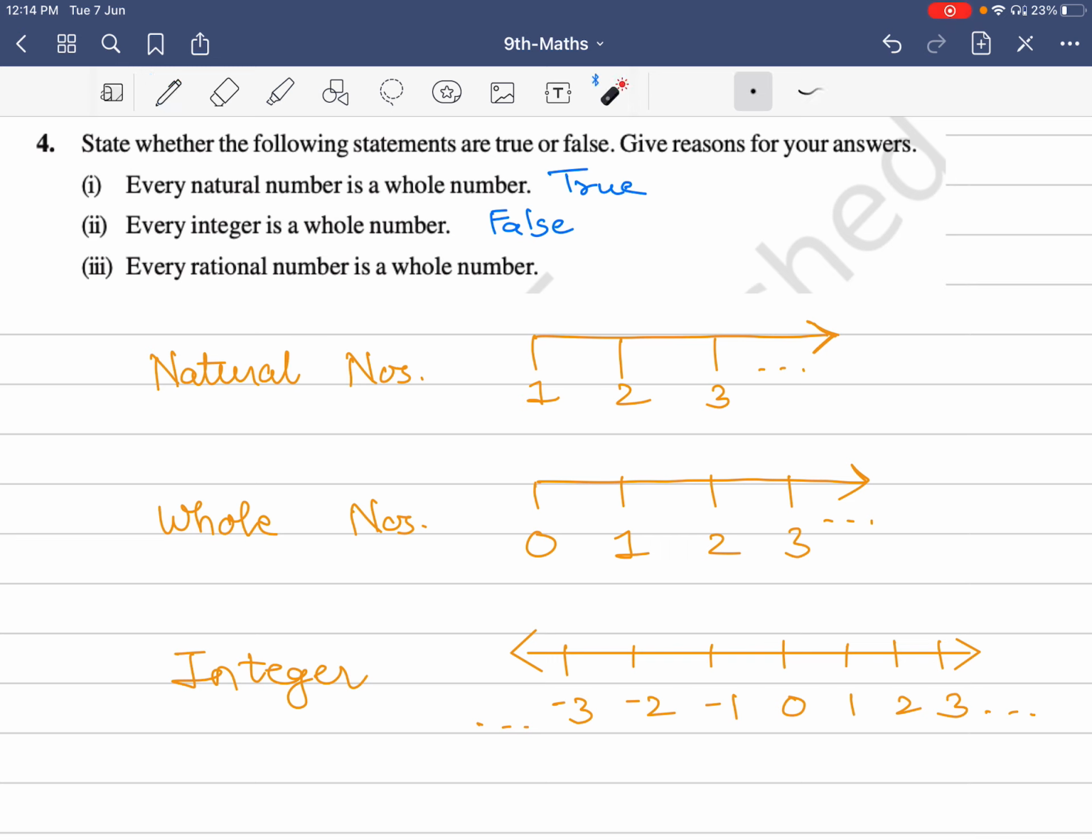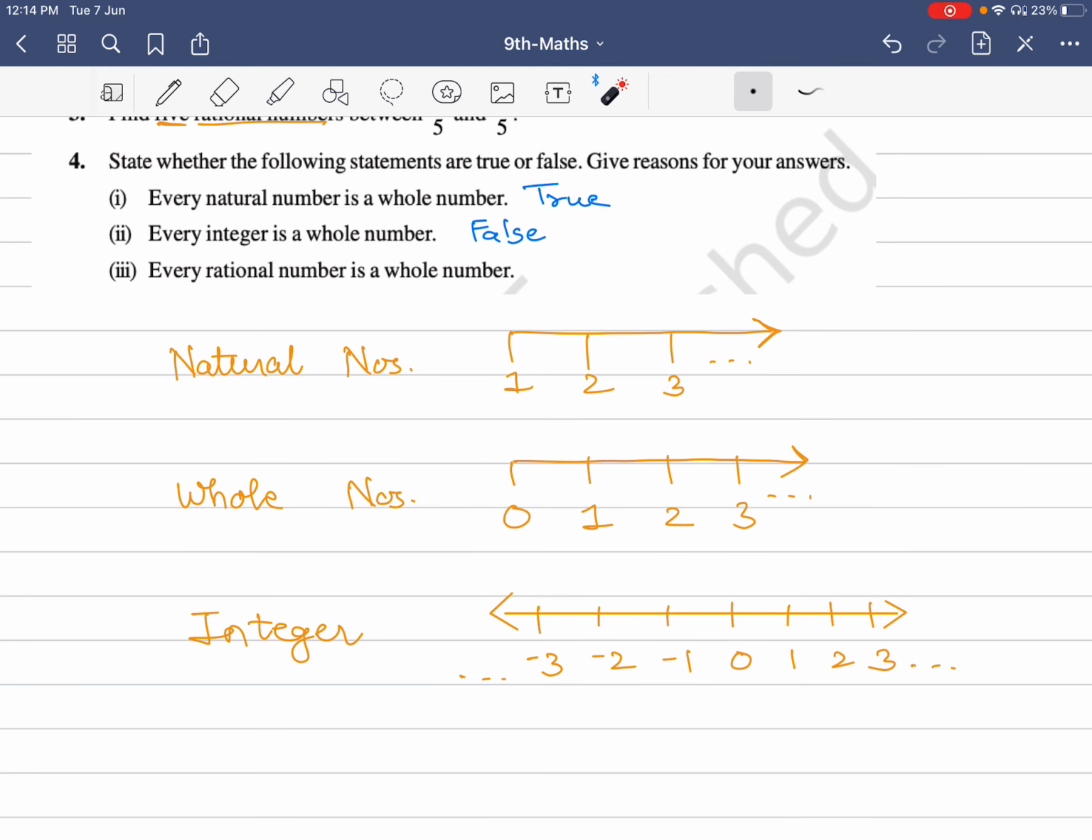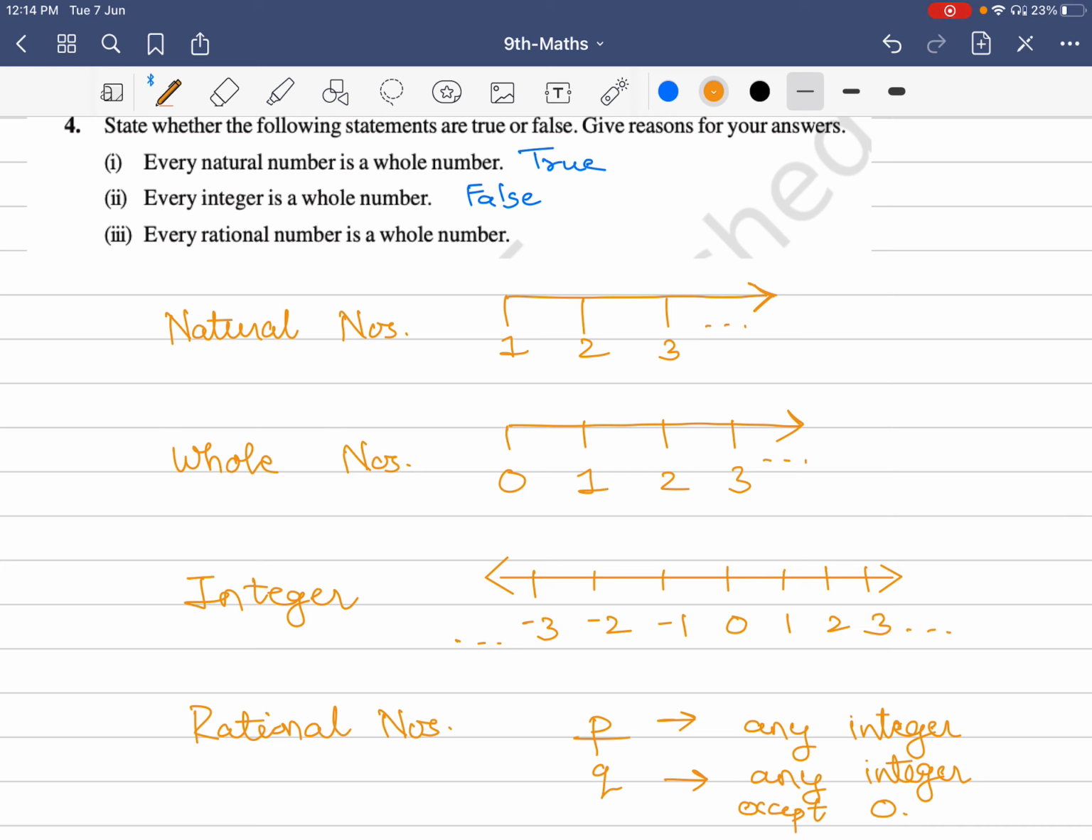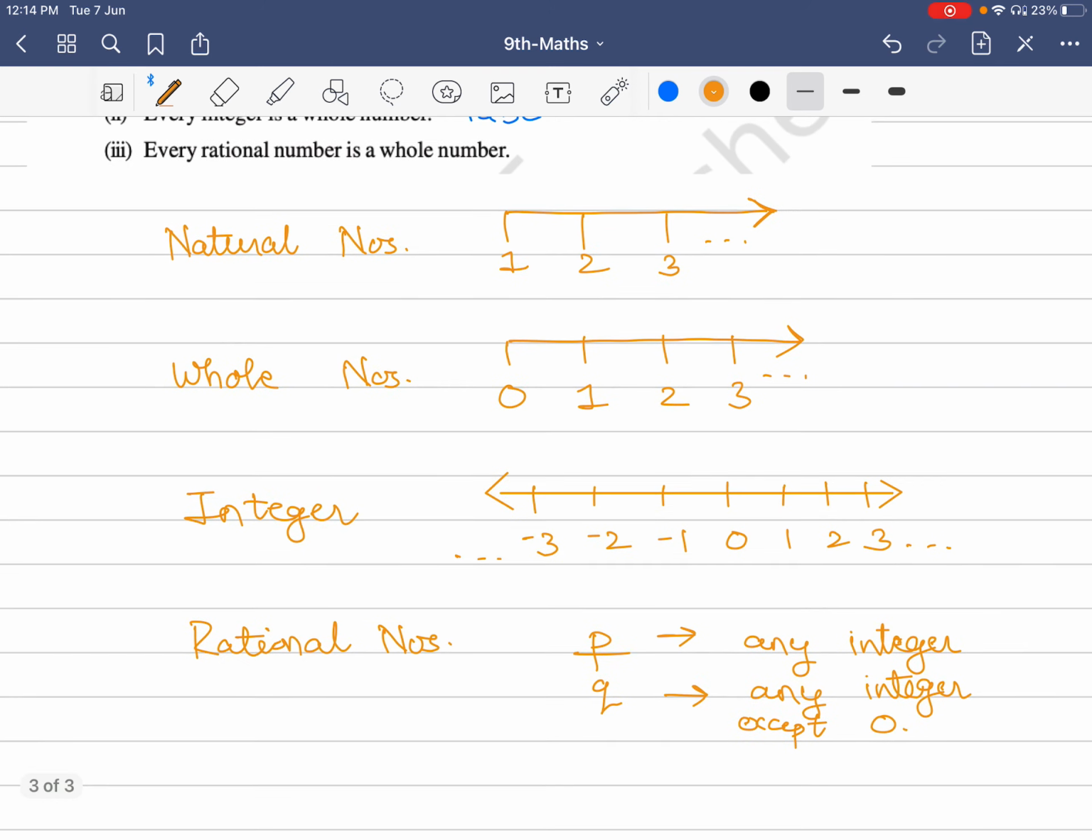The last statement is every rational number is a whole number. We haven't noted down rational numbers here, so let's do that quickly. Rational numbers do not have any specific representation as a number line, but they are represented in the form of P by Q, where P is any integer and Q is also any integer except 0. So I'm going to make a note of that, except 0.